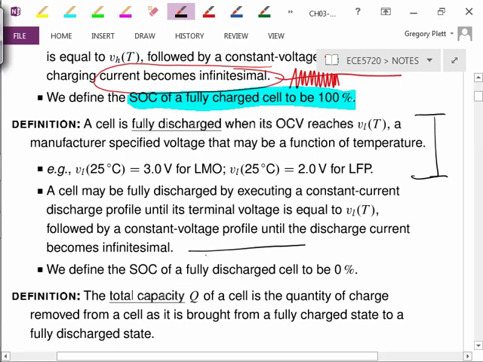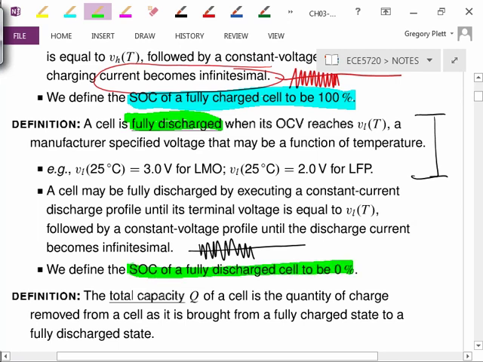Or I can execute some kind of a dither step with current or voltage to try to make that hysteresis collapse to zero. And again, I refer you back to the previous course notes on that and the course text on that. In any case, the notion of being fully discharged is important because we define the state of charge of a fully discharged cell to be 0%.